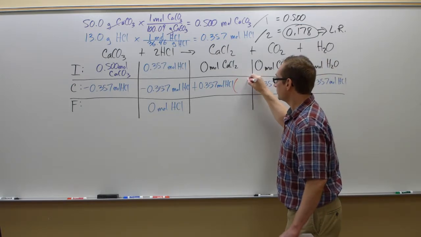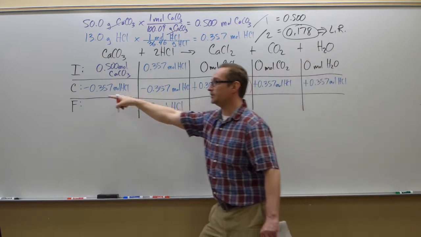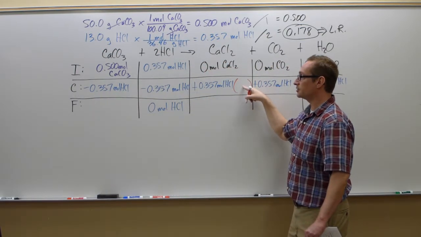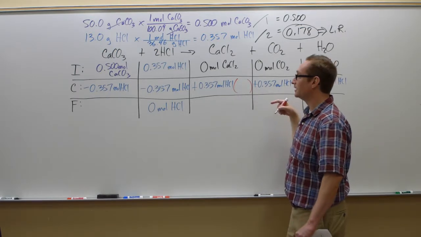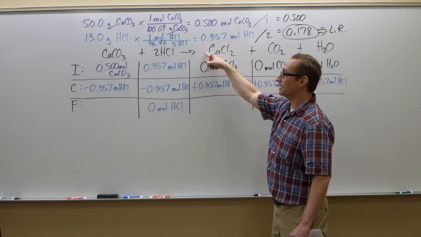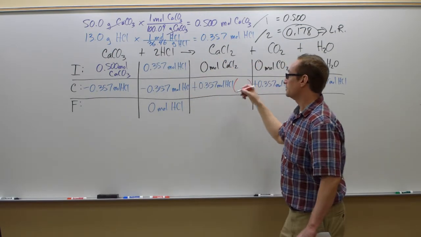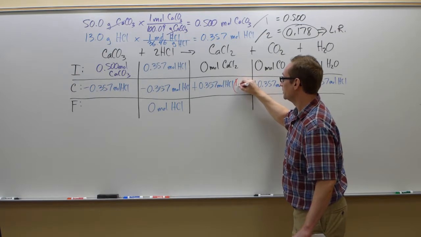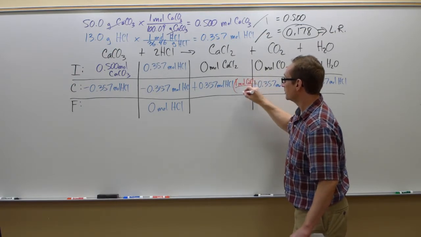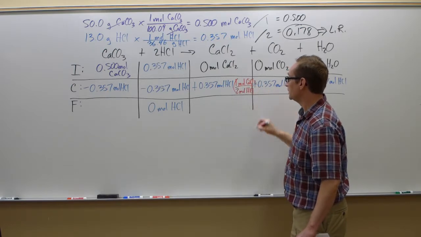My stoichiometric ratio, I'm going to put in each of the change row. I'm going to put my stoichiometric ratio for each box in there. So if I look at the stoichiometric ratio of calcium chloride to my limiting reactant, which is HCl, it's going to be 1/2. I've got 1 mole of calcium chloride produced for every 2 moles of HCl that I consume.